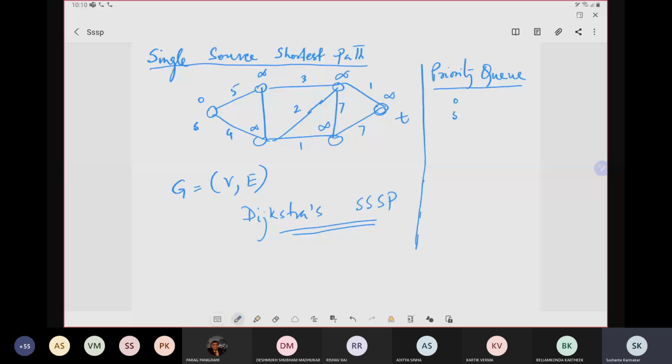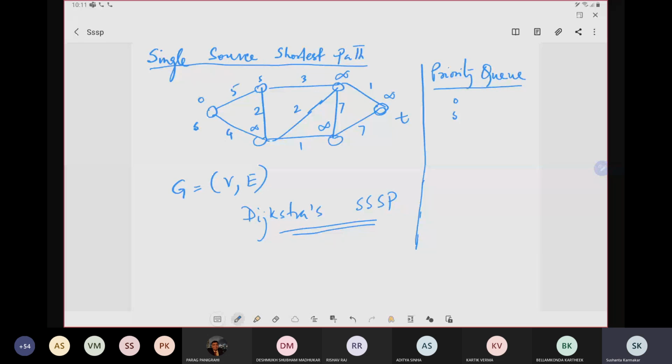Then I augment or change the effective distances. I think I missed one weight, so let's say this weight is 4. I augment the weights of these edges. This was infinity, this was infinity. Now I can see that if the distance is 0, I can reach from here by traversing a 5. So the effective distance is 0 plus 5. I erase this infinity and make it a 5. This distance is 5.